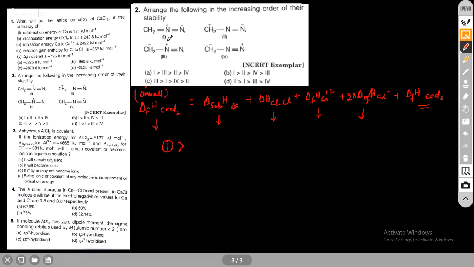Right? First of all, we'll see the number of pi bonds, number of covalent bonds. Right? Number of covalent bonds, if it is more, stability will be more. So you see, if you compare 1, 2, 3, and 4, 1, 3, and 4 will have 6 covalent bonds. And here we have 2, 3, 5 covalent bonds.